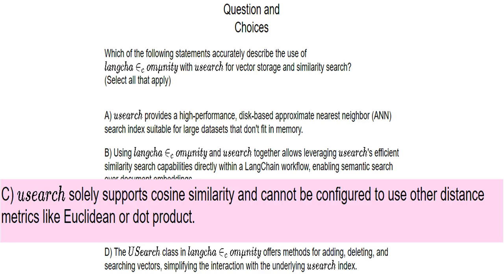This statement isn't quite right. USearch is actually pretty flexible. It supports more than just cosine similarity. Distance metrics like Euclidean distance and dot product can also be used. The ability to choose different distance metrics is super important. Different metrics work better depending on your data.